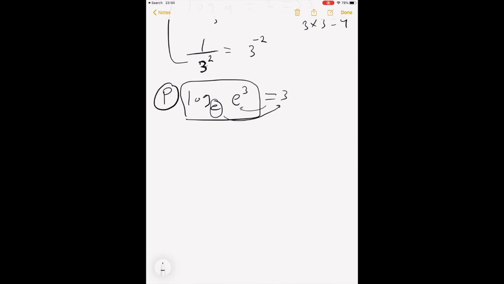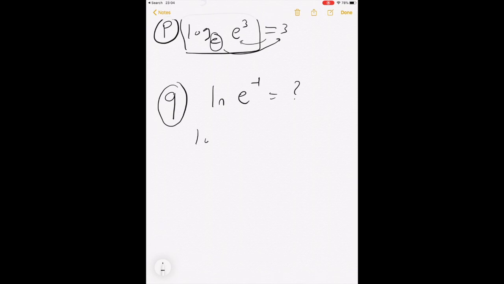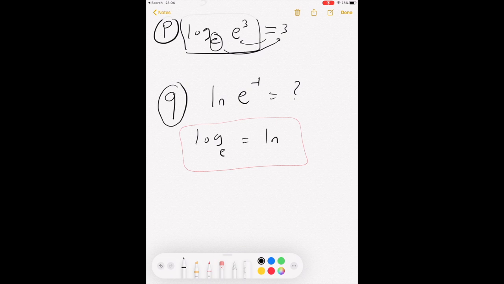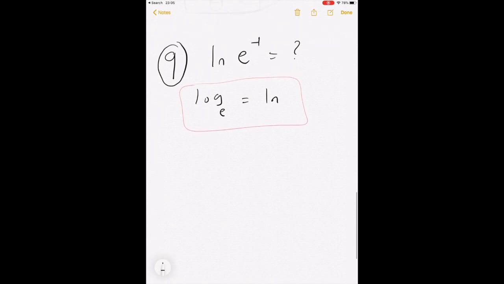Let's look at q, and q says ln e to the power of minus 1, and it's asking what the value for that is. Again, whenever you see ln, that means log to the base of e; it is the same as ln. So always remember, this is how we express natural logs. Then e to the power of something gives you e to the power of minus 1. This is actually straightforward as well, because the answer should be minus 1.